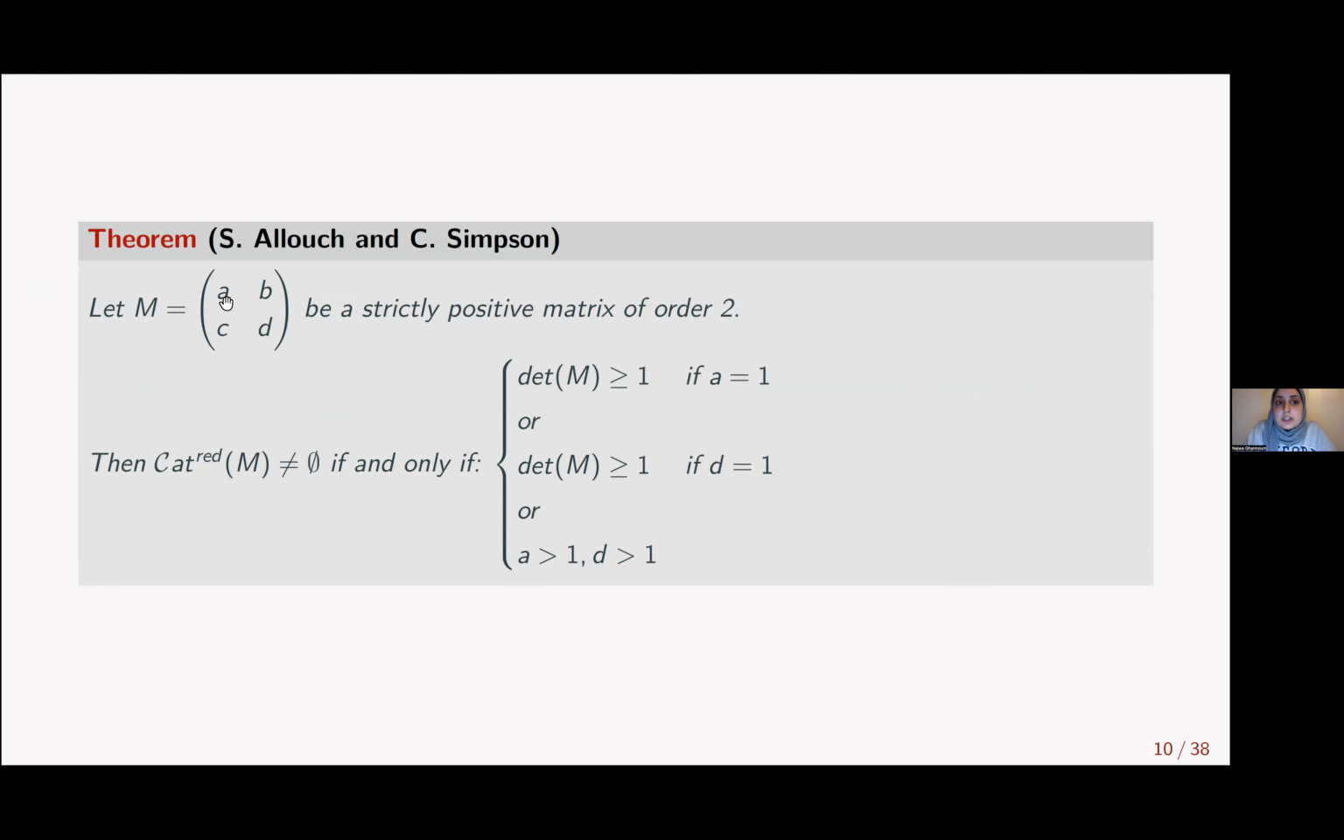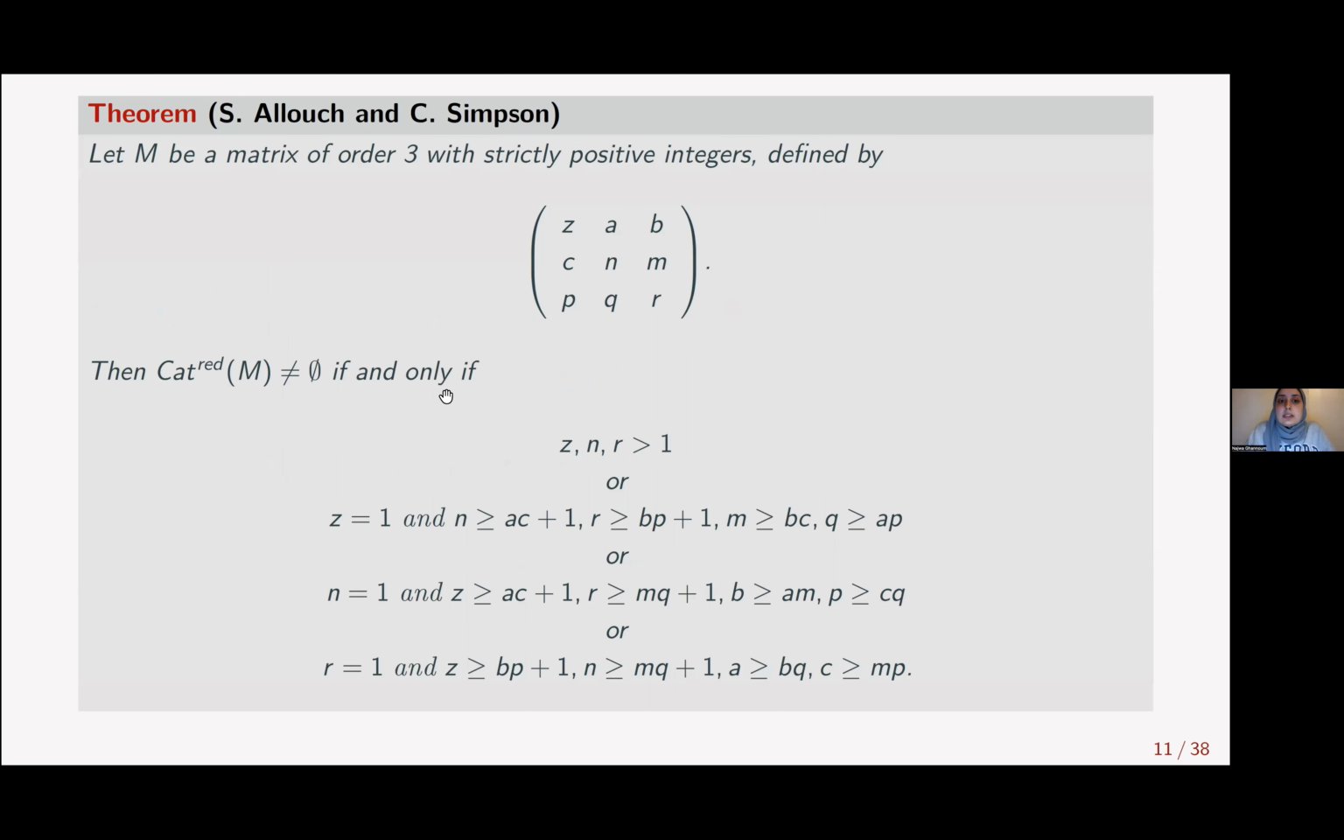So if A is equal to 1, then the determinant of the matrix should be greater than or equal to 1. And if D is equal to 1, it's the same condition. The determinant should be greater than or equal to 1. Or both of the diagonals are not 1, so they're at least 2 by the previous theorem. But we conclude that the case where both of them are 1 can't happen because of the example we showed before. And if we want to take this result to matrices of order 3, it's actually the same.